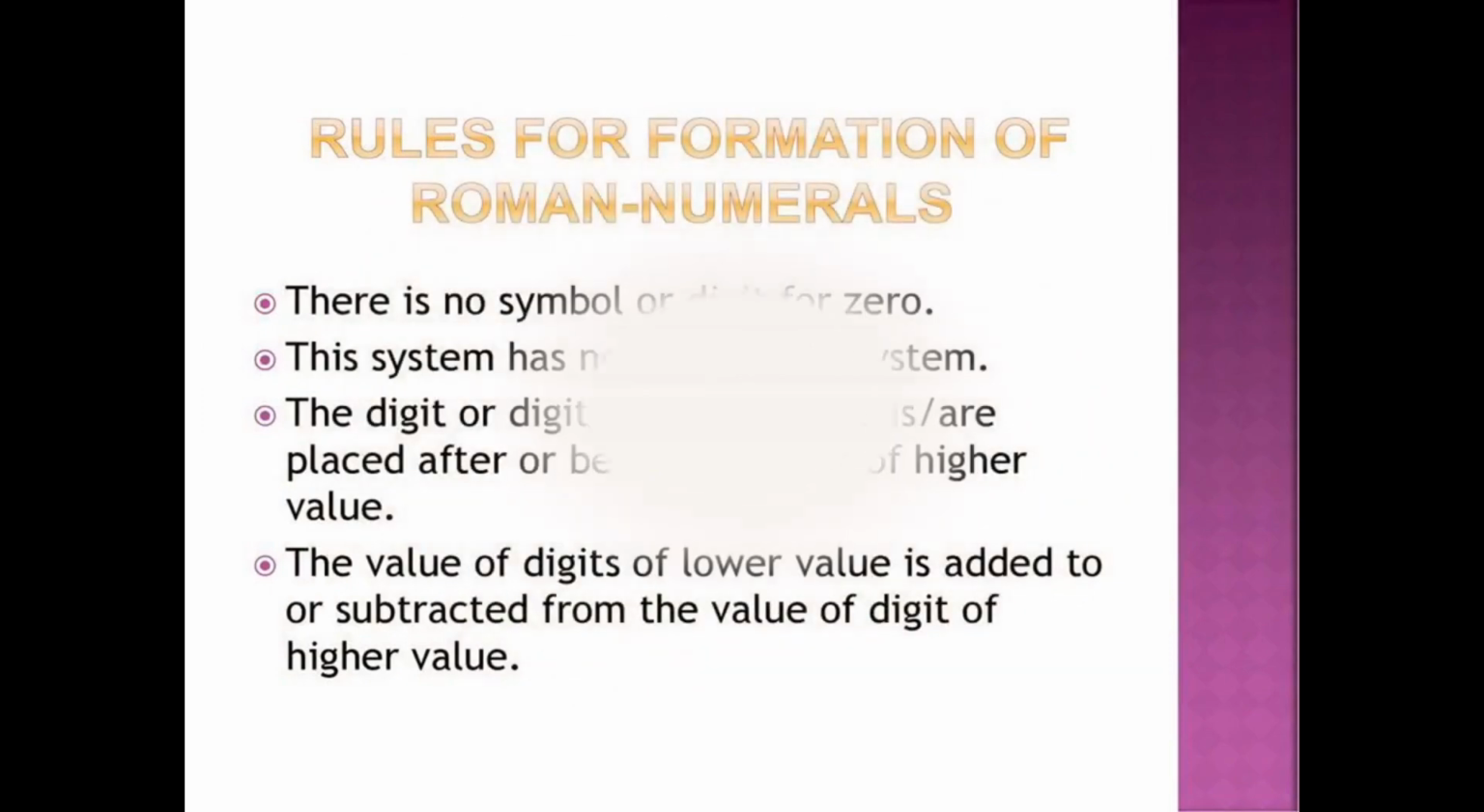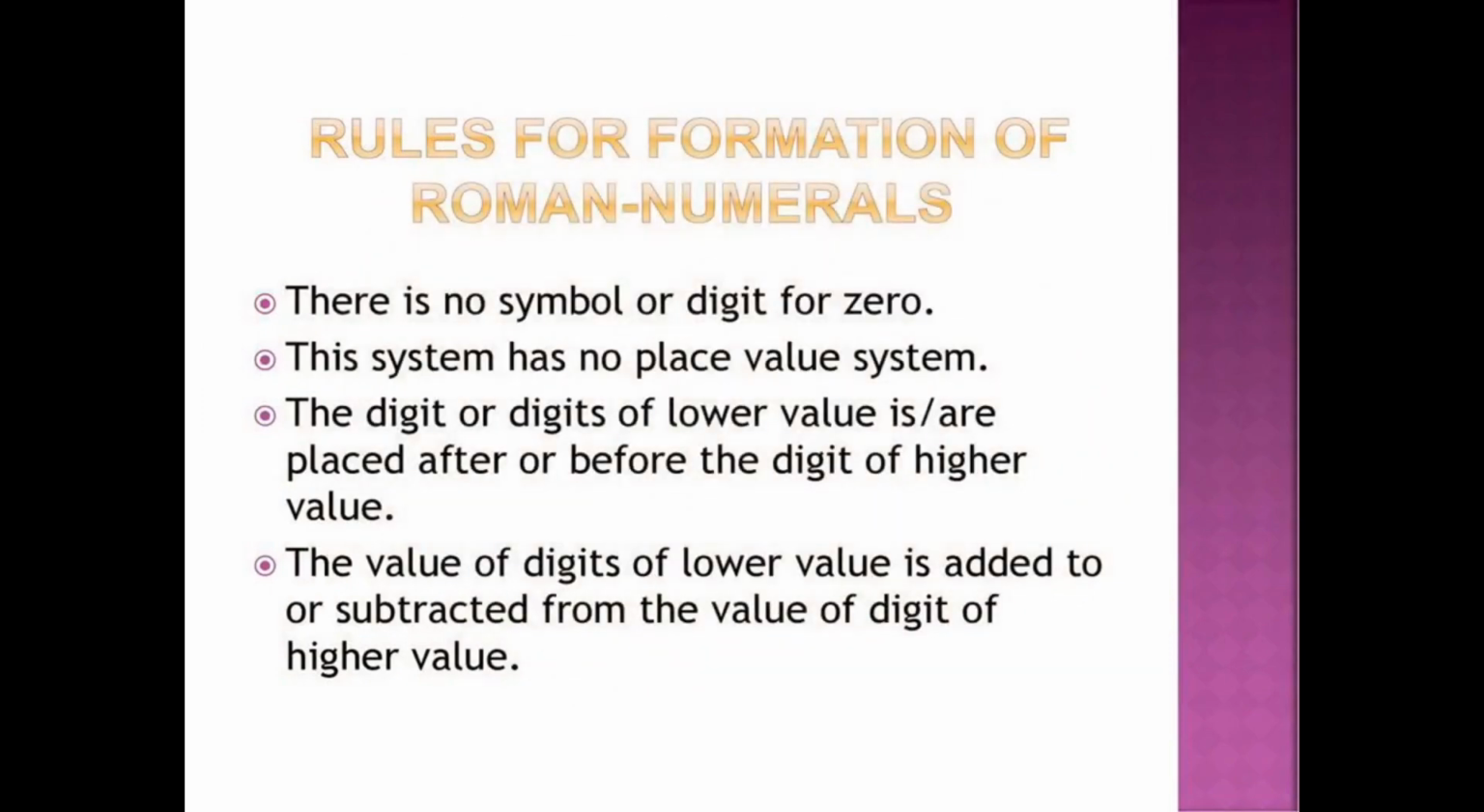Now students, there are some rules for writing Roman numerals, and the first is there is no symbol or digit for 0. This system has no place value system. The digit or digits of lower value is or are placed after or before the digit of higher value. The value of digits of lower value is added to or subtracted from the value of the digit of higher value.